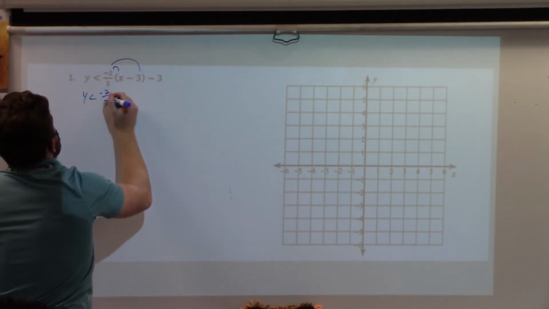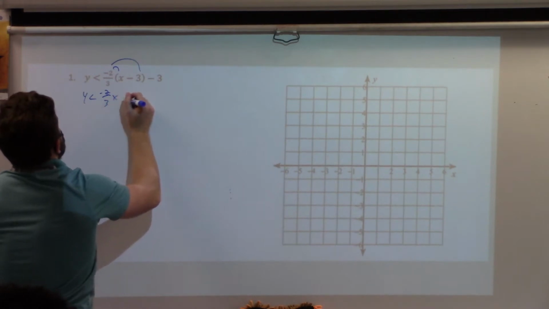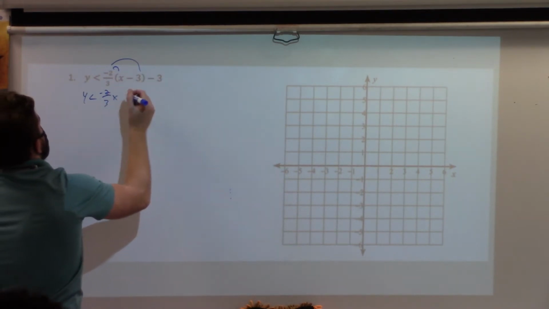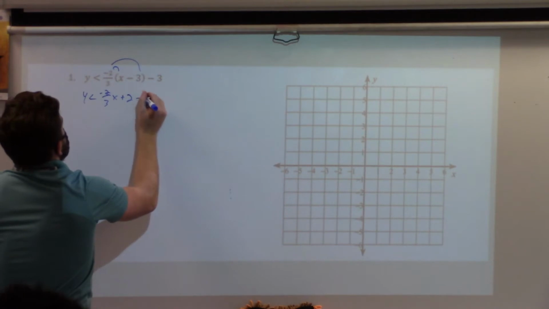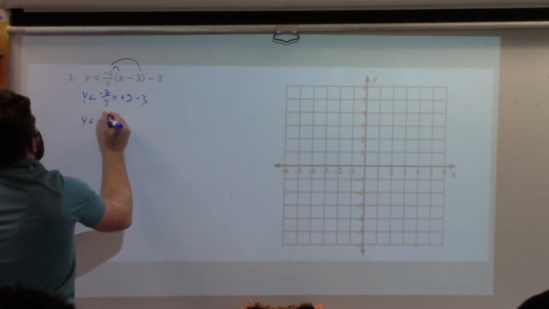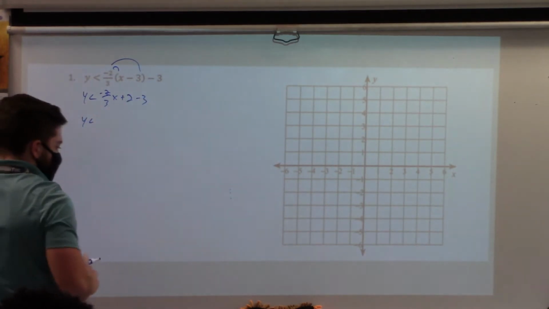Distribute this, right? So you have 2 over 3x, and then negative 2 divided by 3 multiplied by negative 3 is plus 2 minus 3. Go ahead and show that step. Okay. Just make sure everyone's clear on that.